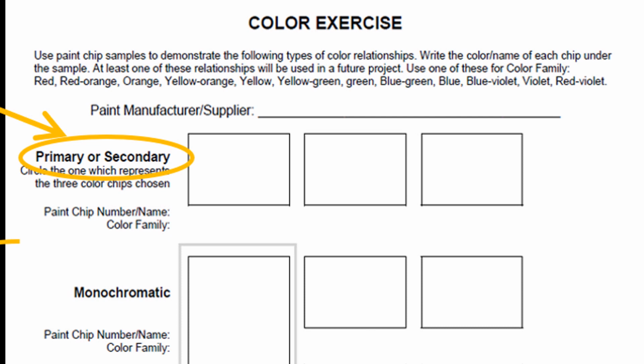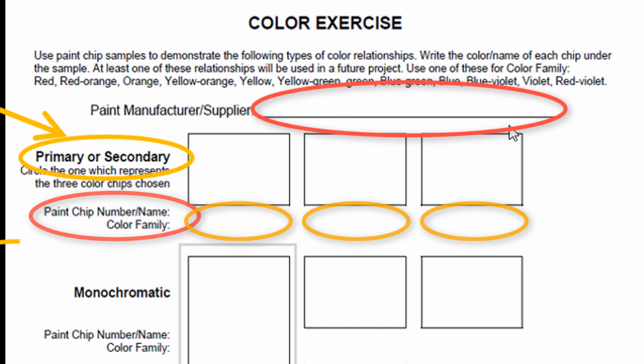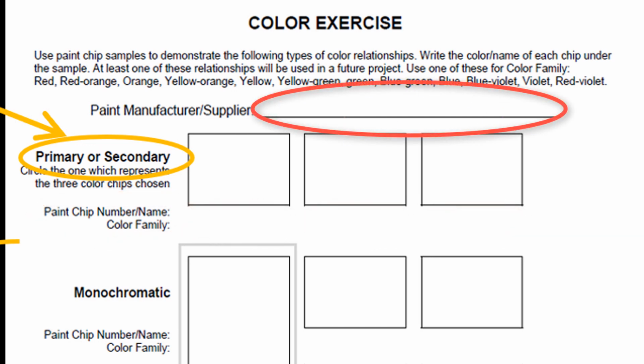The top one, I want you to put together a color scheme, either a primary or a secondary color scheme. Once you decide which one you're going to do, find paint chips, cut the chips out, and then paste them up here, here, and here. Underneath them, you need to write down legibly the paint chip number or name and the color family. And by the way, you would use only one manufacturer for the whole thing. So either Glidden or Benjamin Moore, Sherwin-Williams, whatever, one paint company for all the paint chips that you have.